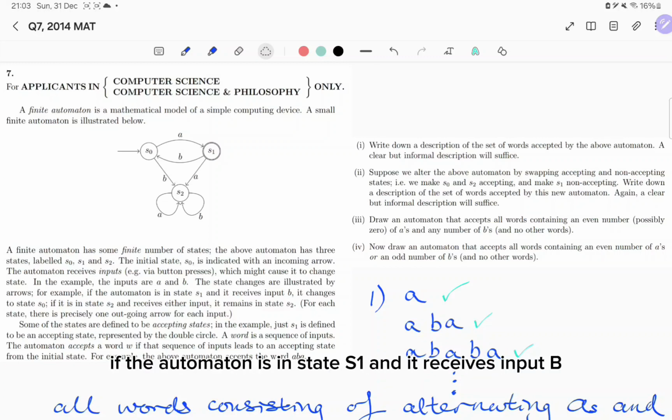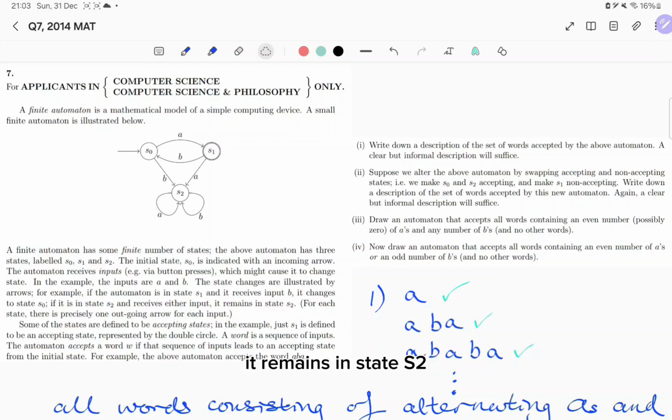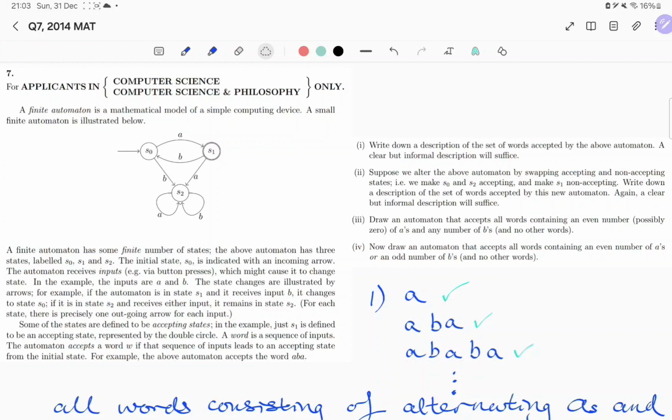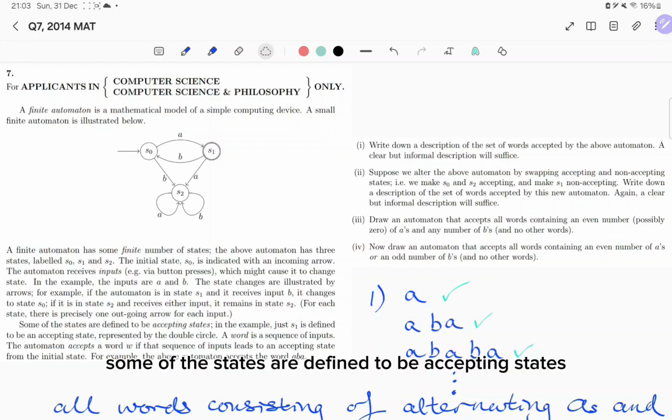For example, if the automaton is in state S1 and it receives input B, it changes to state S0. If it is in state S2 and receives either input, it remains in state S2. For each state, there is precisely one outgoing arrow for each input. Some of the states are defined to be accepting states. In the example, just S1 is defined to be an accepting state, represented by the double circle.